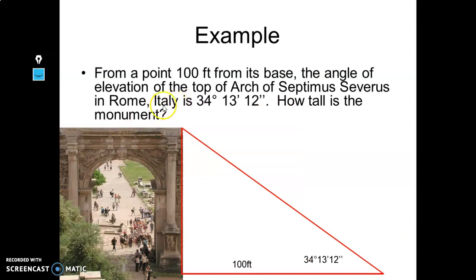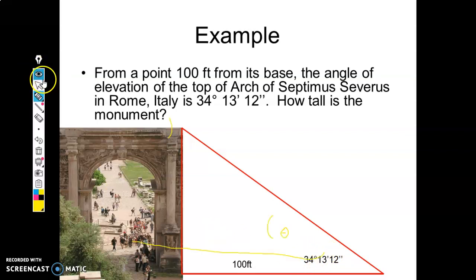Okay, so here we have a point 100 feet from its base. We have this Roman arch. We're going to try to figure out how tall it is. We have this angle, it's in degrees, which is fine, except we also have minutes and seconds, so we have to convert this to decimal degrees first. So let me remind you guys how to do that.